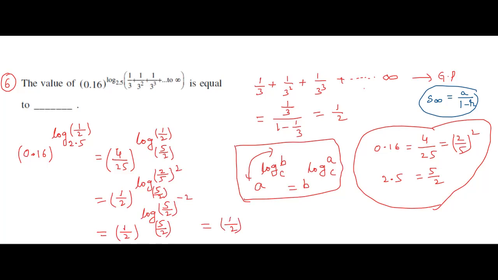After that, log 5 by 2 to the base 5 by 2, that value should be 1. 1 by 2 whole power minus 2. 1 by 2 we can write as 2 power minus 1, whole power minus 2. That is 2 square, that is 4. So the answer is 4. This is a numerical value type question. So how to write the answer? 4.00. This is the answer.